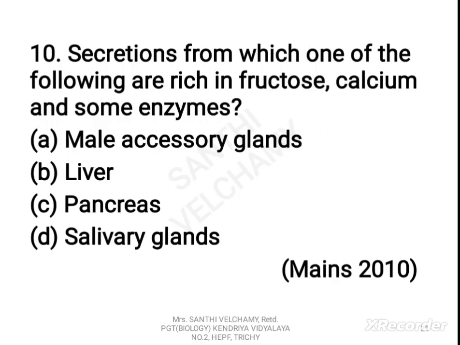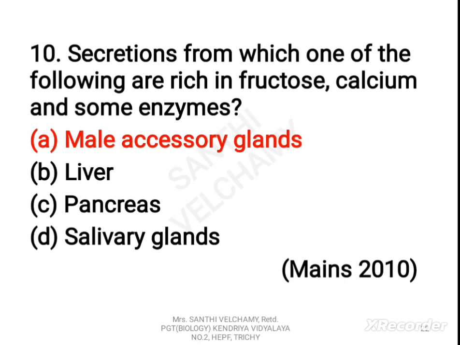Now next one. Secretions from which one of the following are rich in fructose, calcium and some enzymes? A. Male accessory glands. B. Liver. C. Pancreas. D. Salivary glands. The correct answer is A. Male accessory glands. The male accessory glands include a set of seminal vesicles, prostate and paired bulbourethral glands. The secretions of these glands constitute the seminal plasma, which is rich in fructose, calcium and certain enzymes.